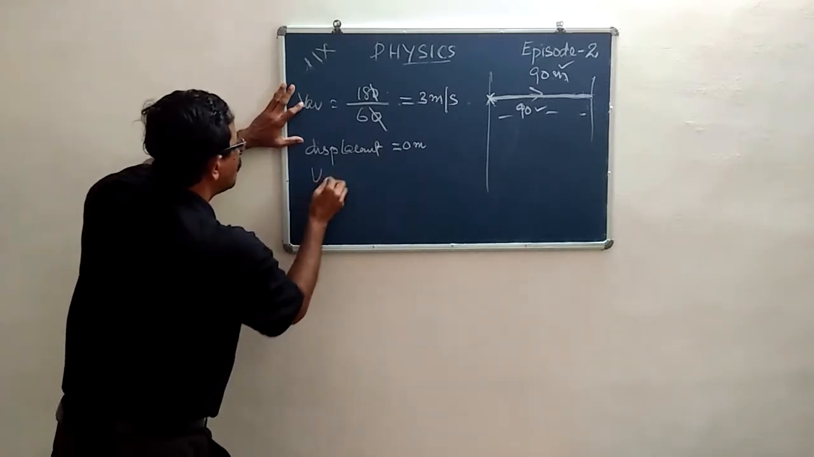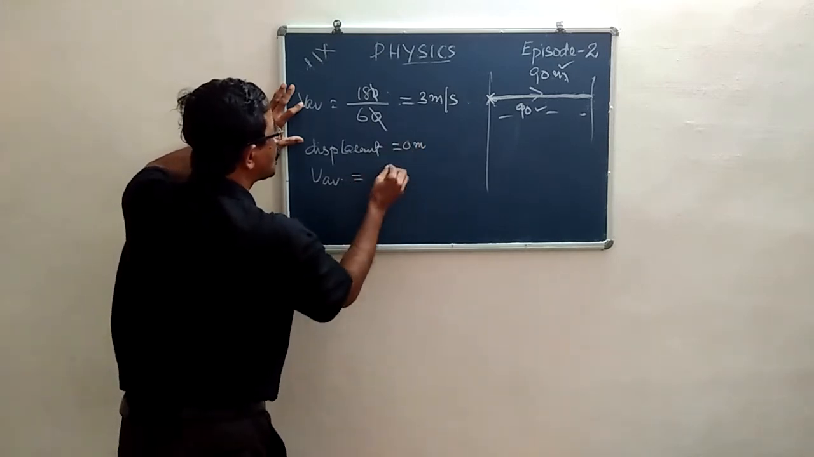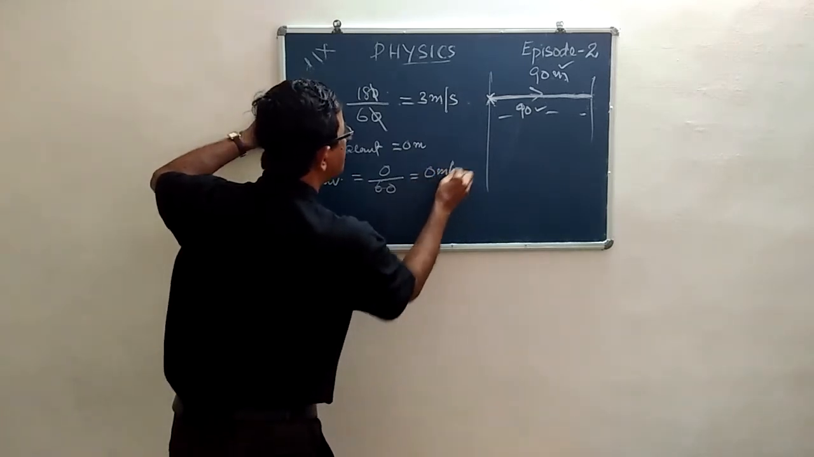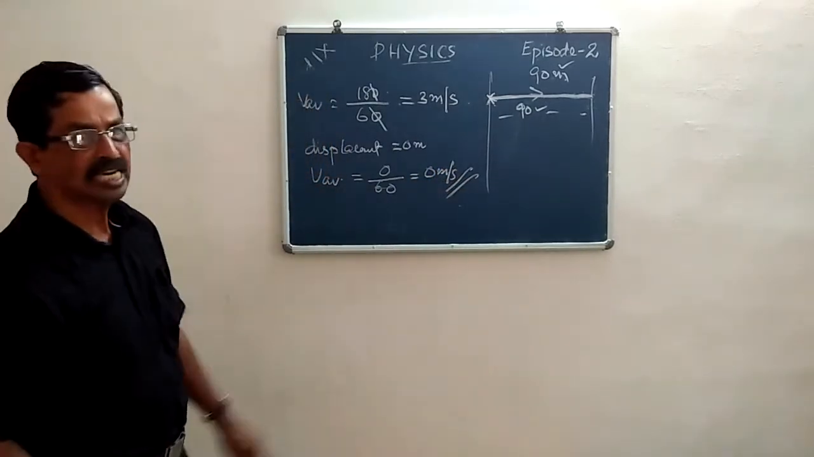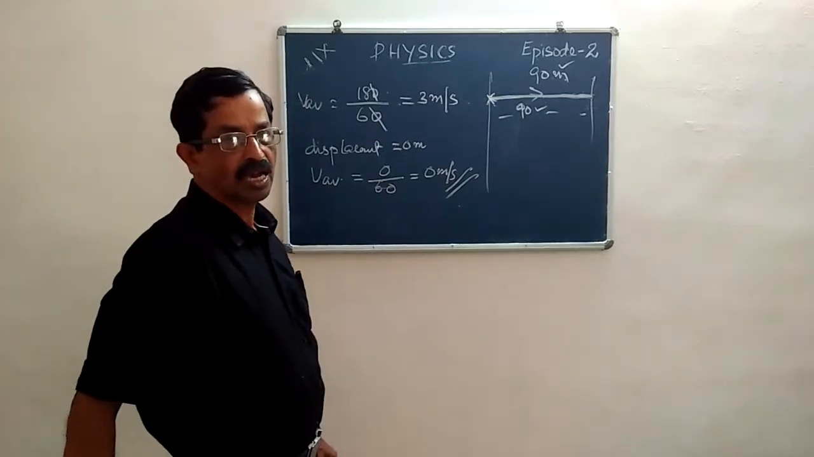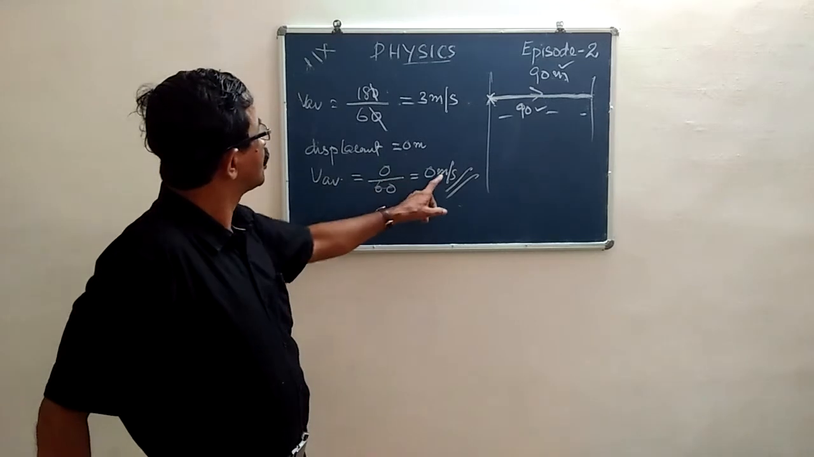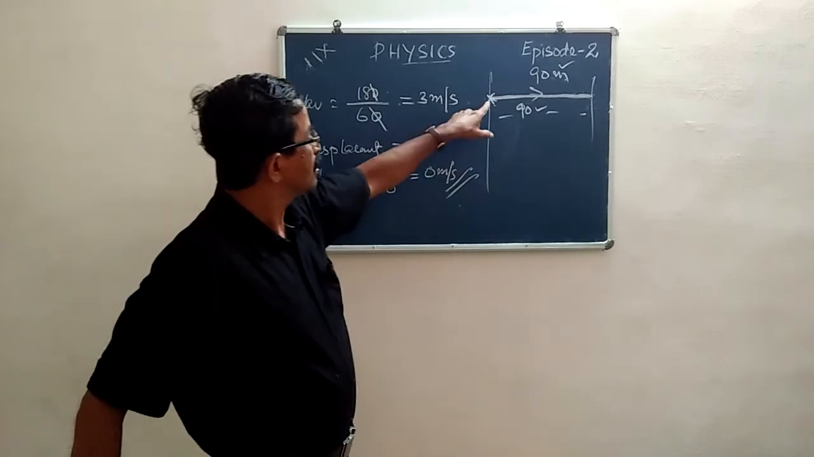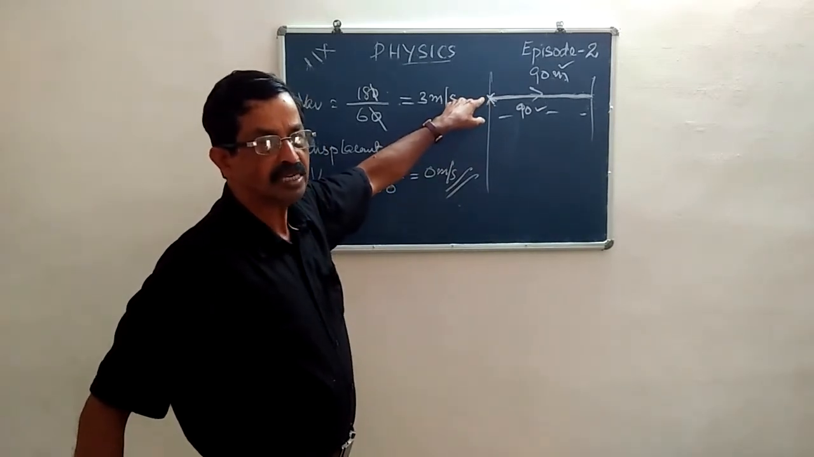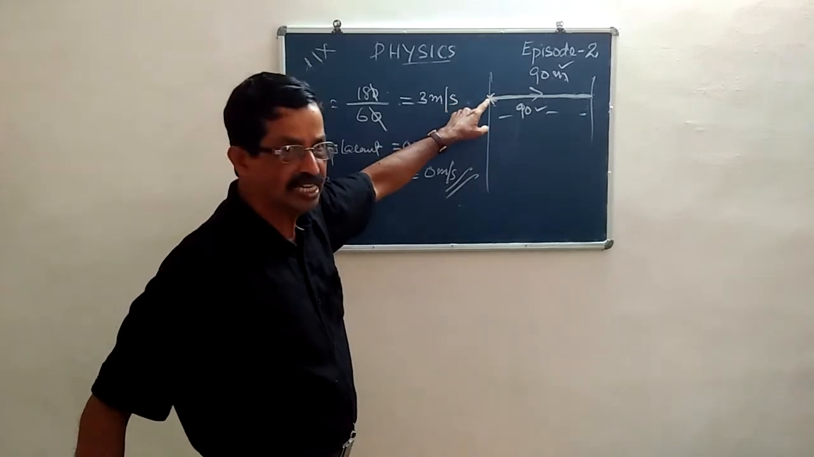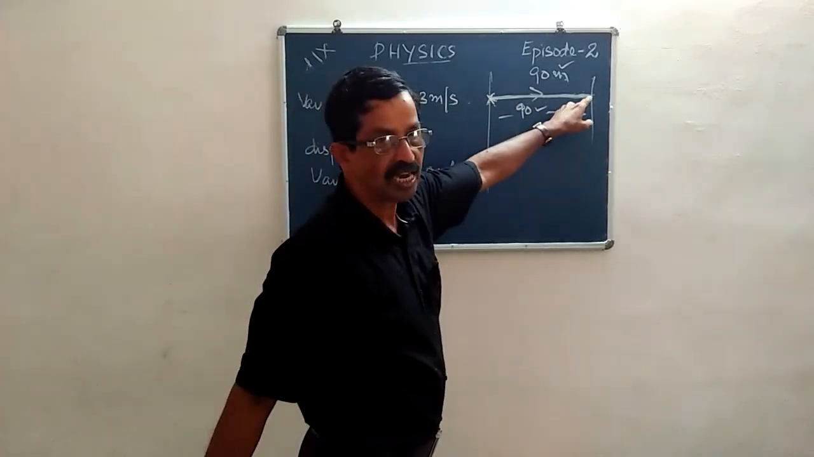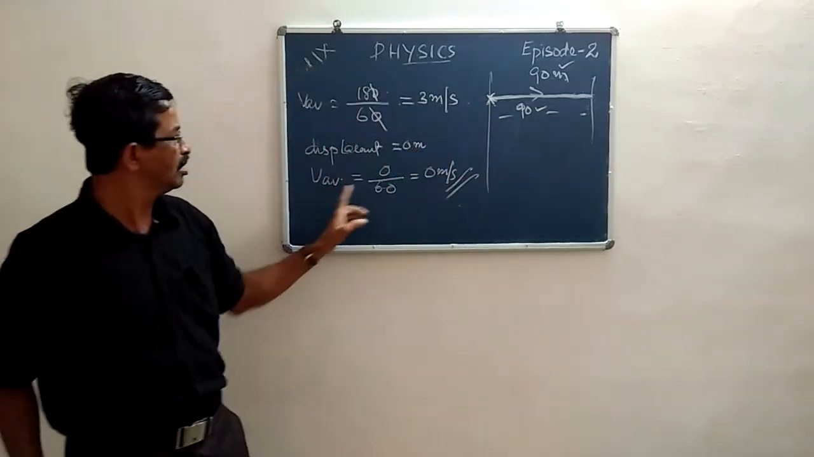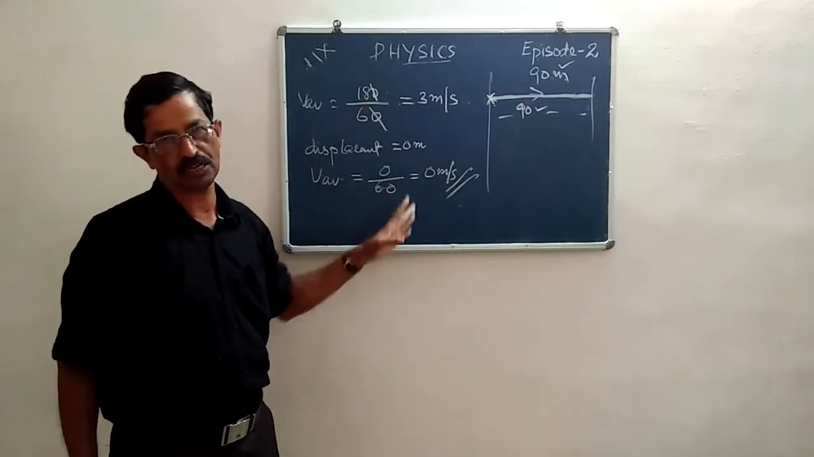So average velocity is equal to displacement 0 by time 60. That is equal to 0 meter per second. That is average speed, average velocity. Average velocity of Usha is 0 meter per second. Why? Because there is no displacement. Why is there no displacement? She starts from one end and goes to the other end and returns back to the same point, along the same path. So displacement is 0. So average velocity here is also 0.